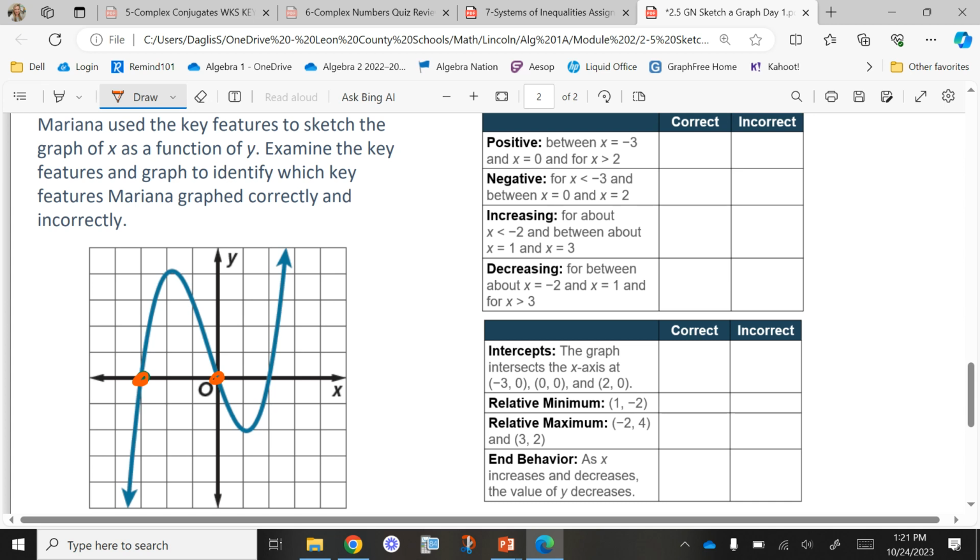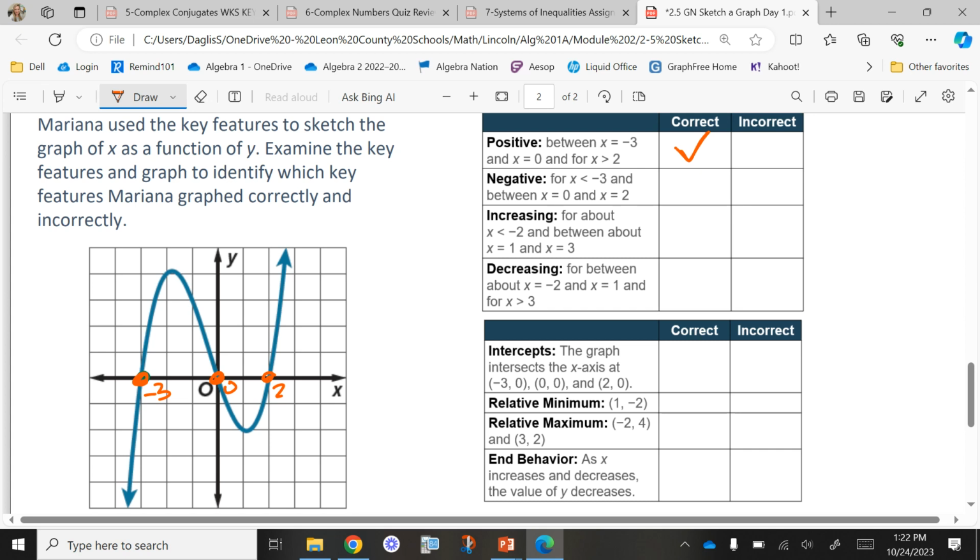When x is bigger than 2, so from 2, when we're bigger than 2, does my graph continue to go up? Yes, so she did graph this correctly. That is good. Check mark.